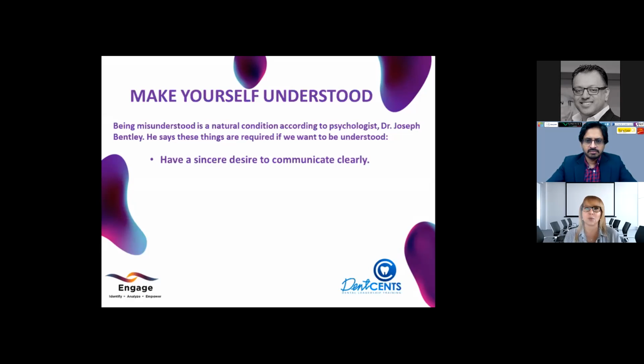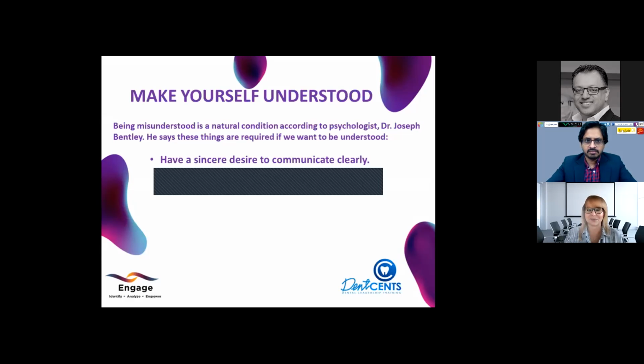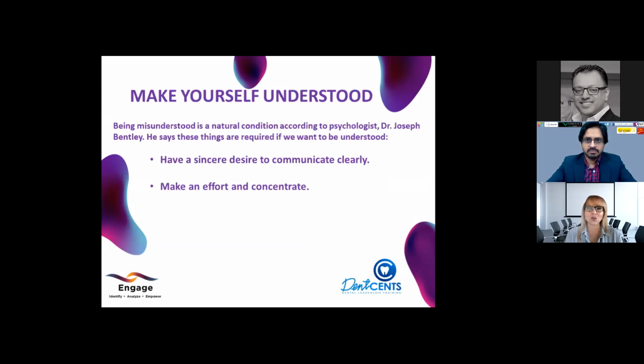Instead of using the word scaling, how about gently removing tartar? In other words, use words that are not going to scare your patients. The next one is make an effort and concentrate.